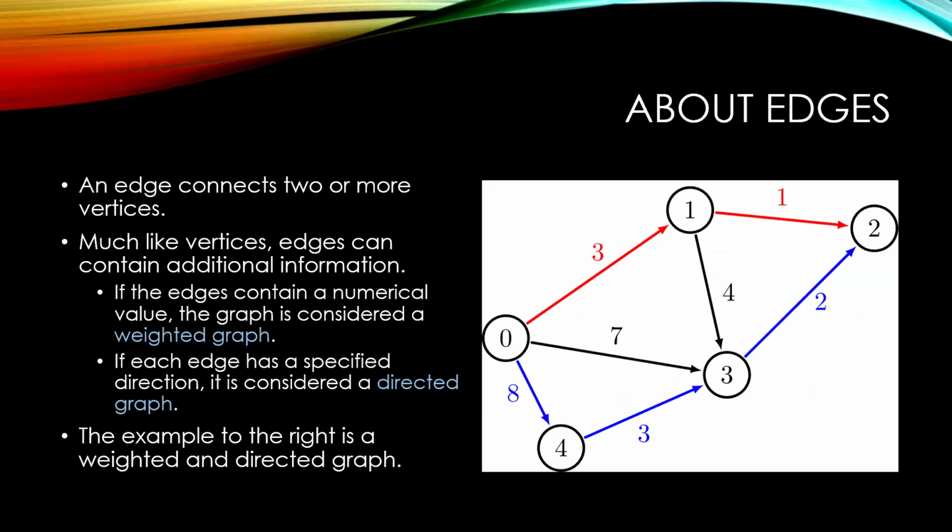Thinking about edges, well, an edge connects 2 or more vertices. Much like vertices, edges can contain additional information. And so if there is a number associated with the edge, we would consider it a weighted graph. If each edge has a specified direction, we would say that it is a directed graph. In this case, this example is a graph which is both weighted and directed.